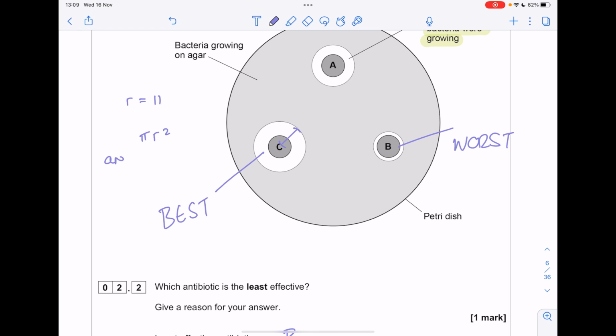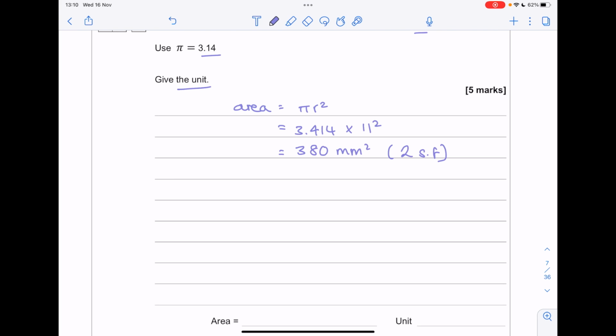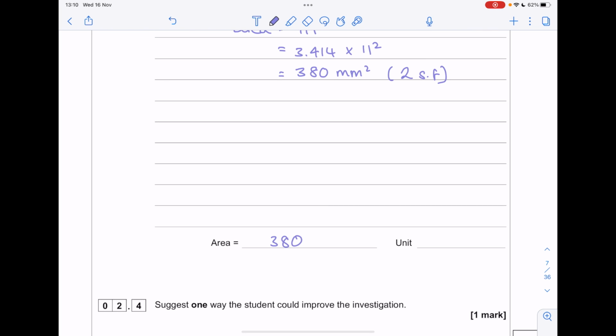And so therefore we do area equals pi, which was 3.14, they told us in the question, times 11 squared to get 379.94 millimetres squared. Area equals pi r squared. Pi was 3.14, r was 11 millimetres. The answer here is 380 millimetres squared to two significant figures. You could have also done it in terms of centimetres, but I prefer to do it in millimetres personally.